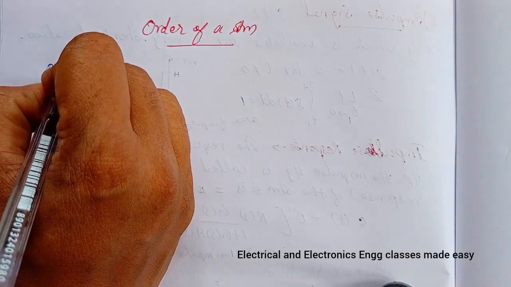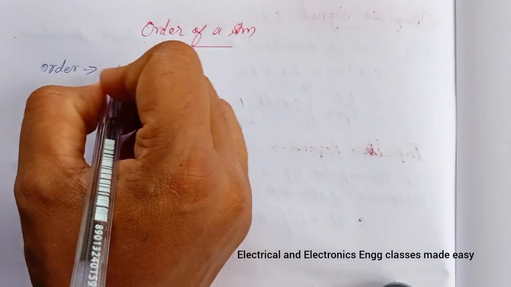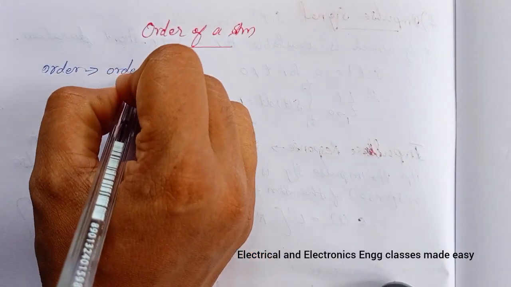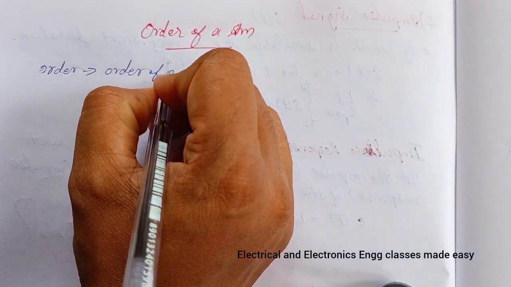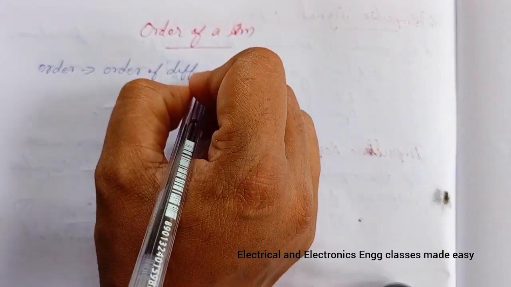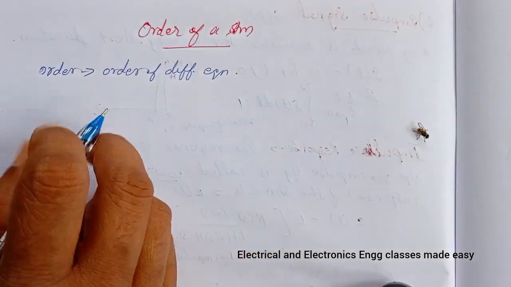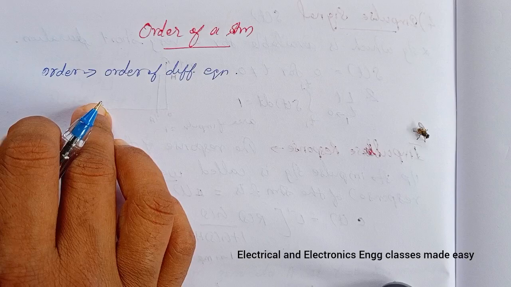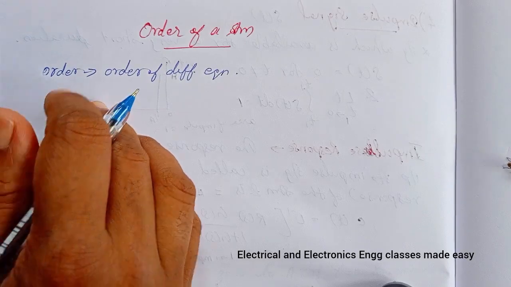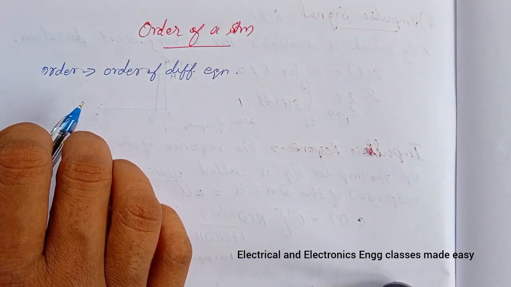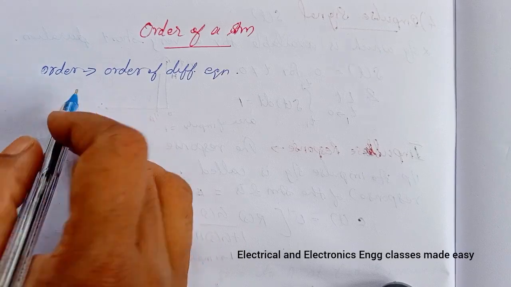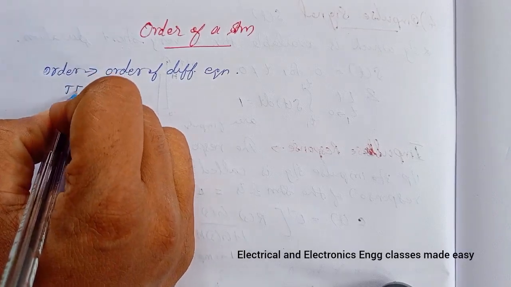So order of a system means it is the order of the differential equation governing the system. And the order can be determined from the transfer function.